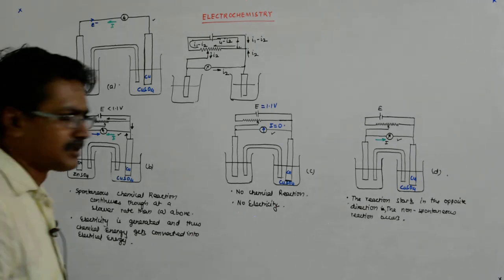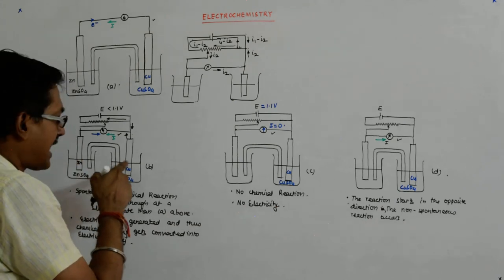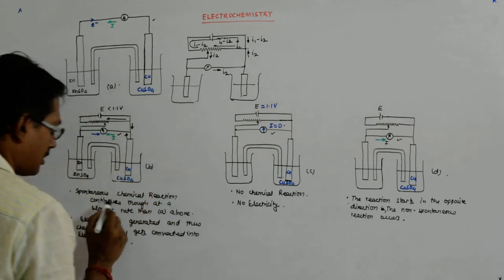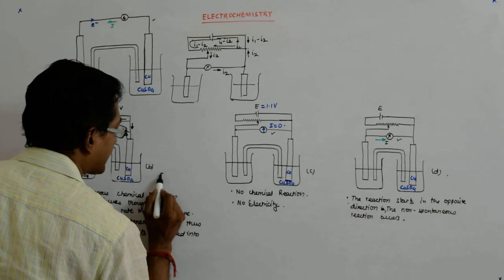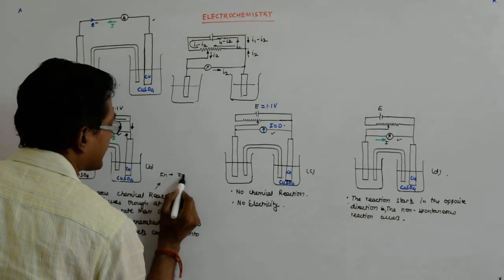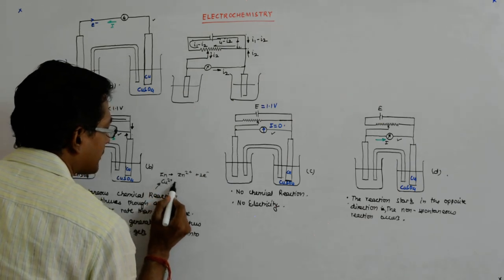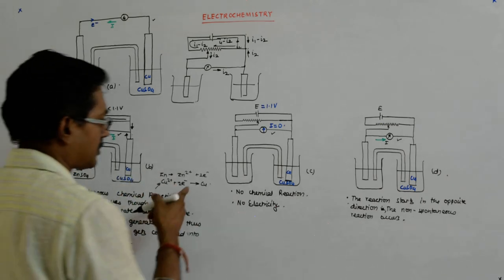What happens? What was happening here? Here Zn was becoming Zn2+ and Cu2+ was becoming Cu. That is your spontaneous chemical reaction. So when I say spontaneous chemical reaction, it is Zn becoming Zn2+, obviously with the release of two electrons, and Cu2+ becoming Cu, obviously with acceptance of two electrons.